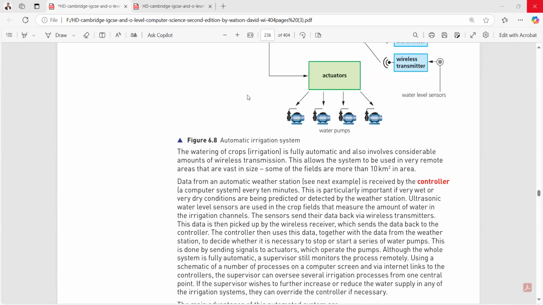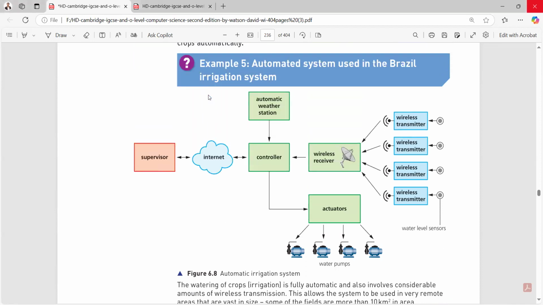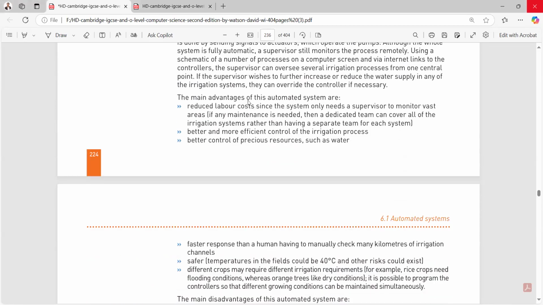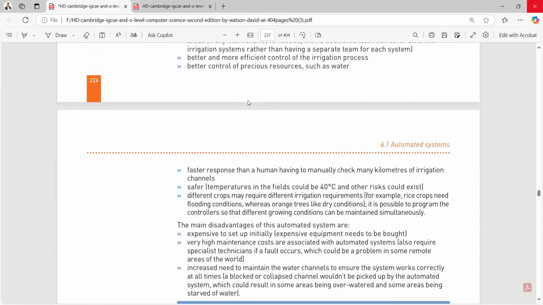Water level sensors are used in a crop field to measure the amount of water. If there is less water, it will turn on the actuators to turn on the water pumps. So it's based on the values from the sensor as to when to water the crops and when not to water them. It is all maintained by a supervisor. So it basically detects the values and tells your supervisor to water it or not. And again, the advantages and disadvantages are somewhat the same.